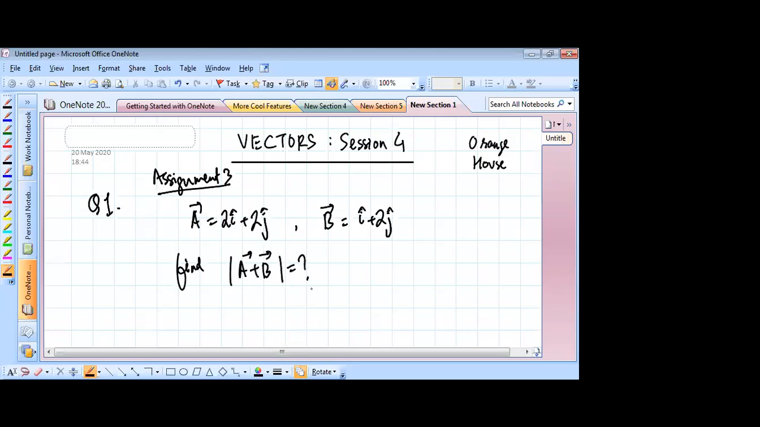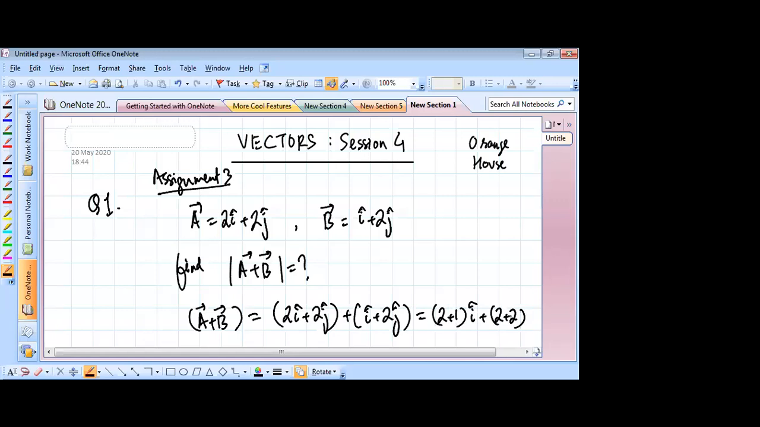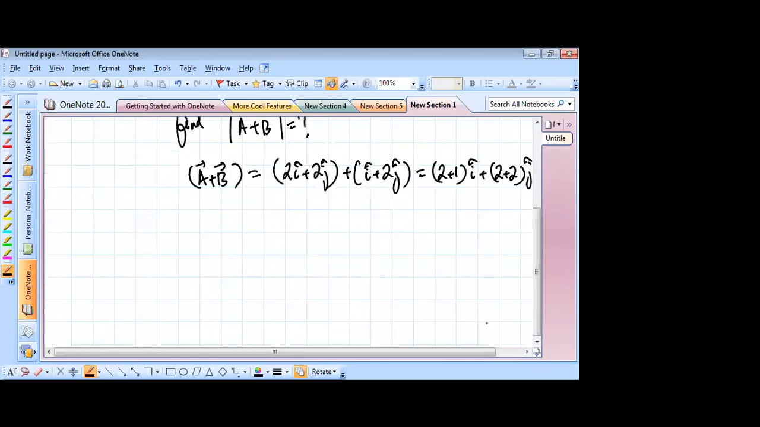Okay. This is very simple. You start by first finding A plus B as a vector. So you substitute A as a vector, 2i cap plus 2j cap. Substitute B as a vector, i cap plus 2j cap. Then you simplify this, so this becomes 3i cap plus 4j cap. So in component notation, the resultant sum of A plus B simply becomes 3i cap plus 4j cap.